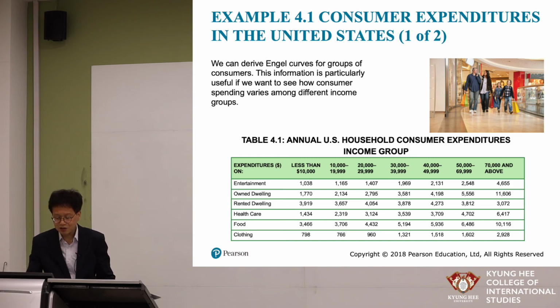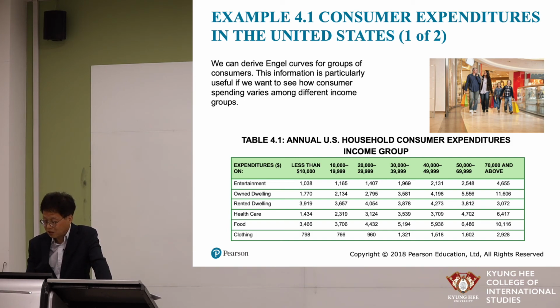How about rented dwelling? As your income increases, rented dwelling decreases. You become richer and richer, and demand for renting apartments usually decreases. That is rented dwelling. How about healthcare? As your income increases, demand for healthcare increases greatly, with an increasing rate, like this.